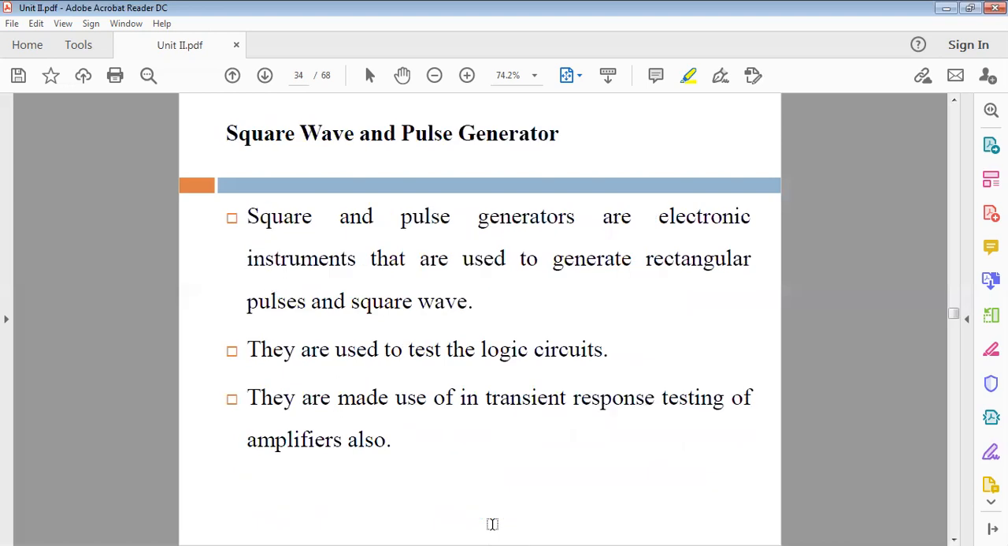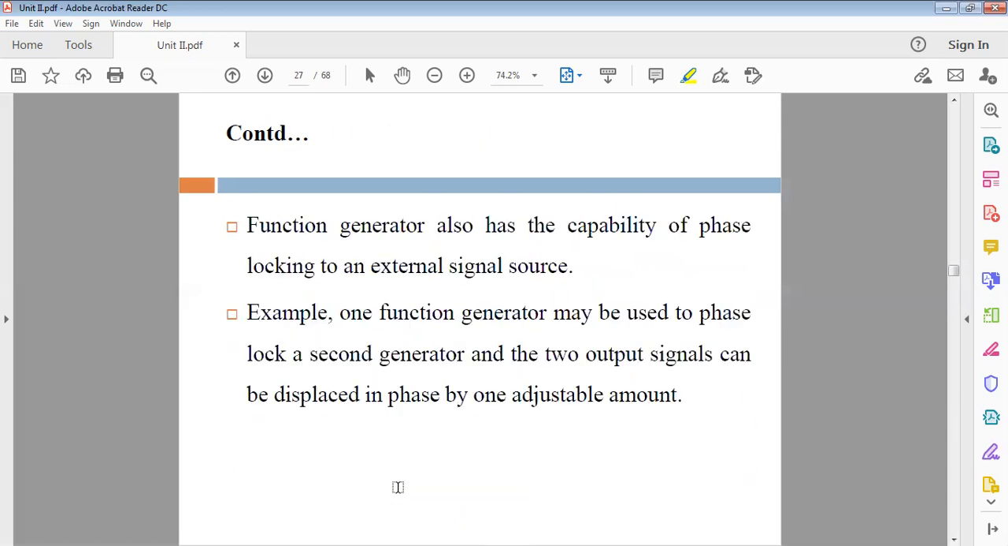So this is about the function generator.